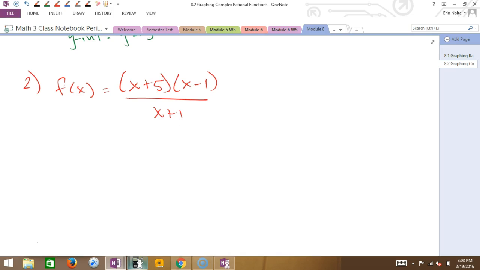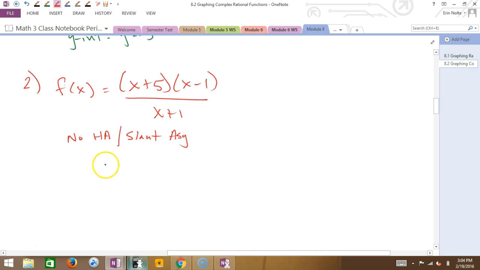X squared. Okay, so if I have x squared over x, which case is that for my horizontal asymptote? Bigger on top, so where is my horizontal asymptote? 0. No. There is no horizontal, and there's a slant asymptote. On your paper, I would like for you to say no horizontal asymptote, but there is a slant.